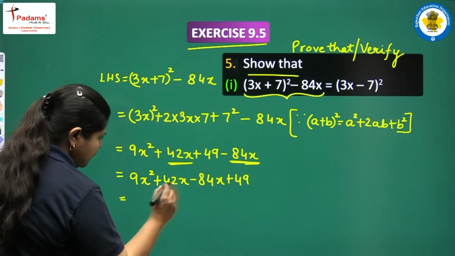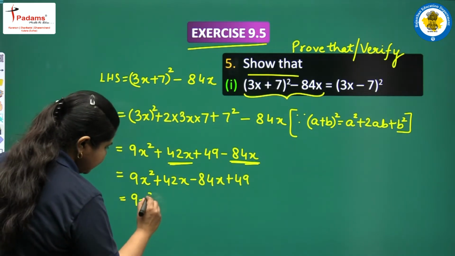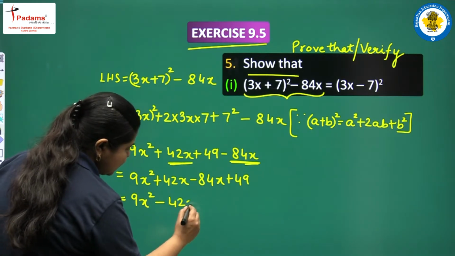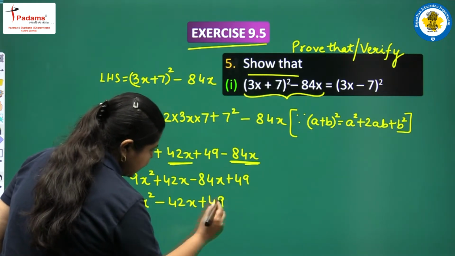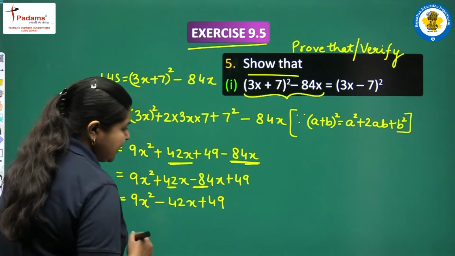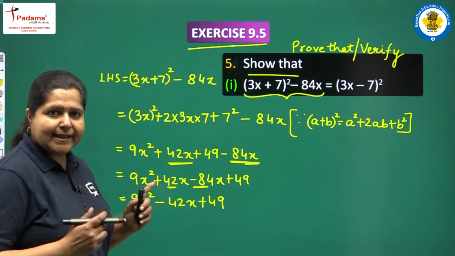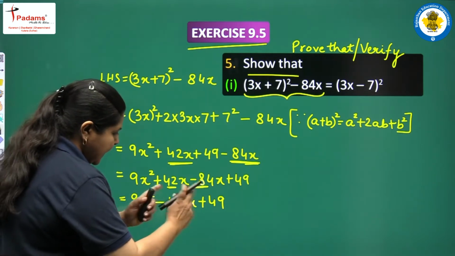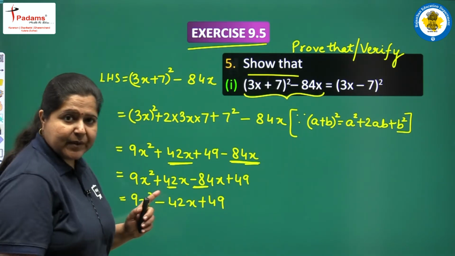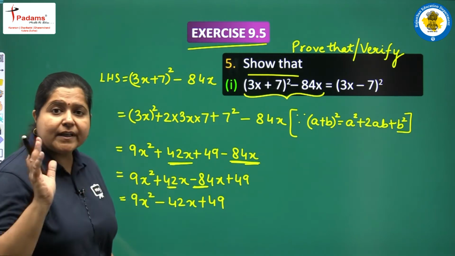Now 42 minus 84, what will it be? It will be minus 42x plus 49. देखिए, आप यहाँ पर जो coefficients हैं उन्हीं को हम ऐड करते हैं और वेरिएबल तो सेम रहेगा. So we will have minus 42x, and then here we have 9x square and here we have 49. So this is the full expression. This is the simplified form of the LHS.